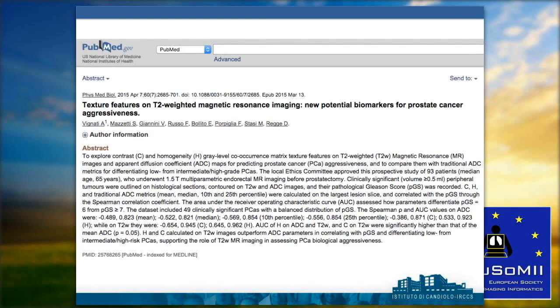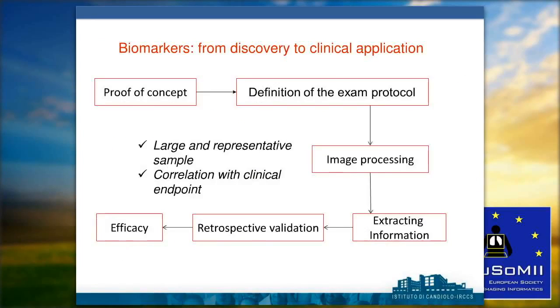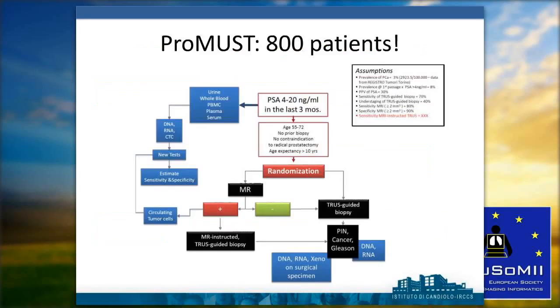We went on in this study to also measure aggressiveness, in our case based on T2 weighted magnetic resonance imaging. We wanted to understand if there was a correlation between texture features on T2 weighted images and Gleason score, which is the pathological indicator of tumor aggressiveness. And we found some correlation. So finally, we still have to complete this. We have to perform validation, and we have to assess efficacy.